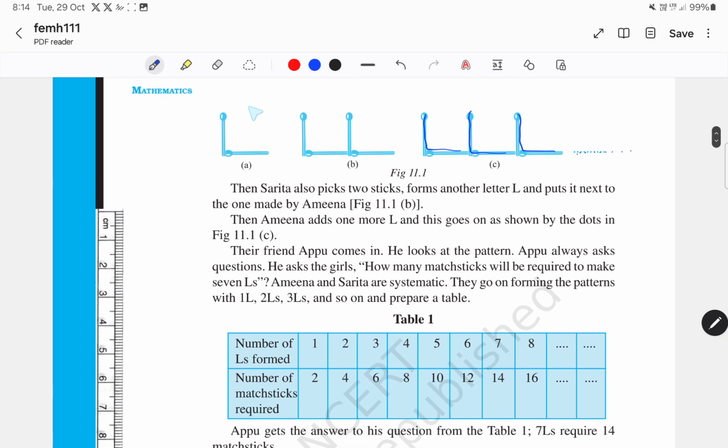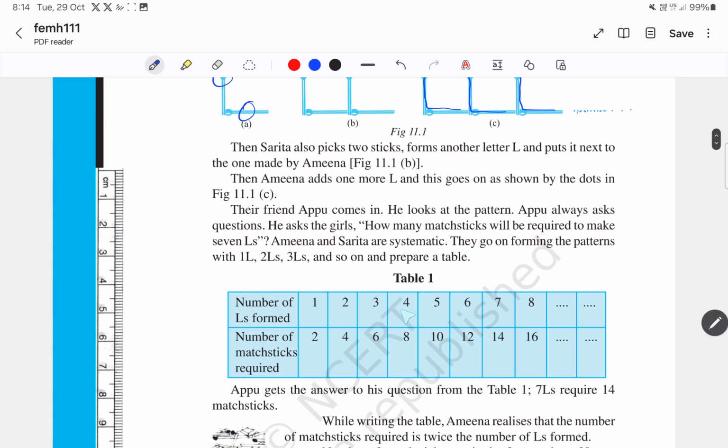Here 1 L is formed and the number of matchsticks used is 2. Here 2 L's are formed, then 4 matchsticks are used. And here 3 L's are formed, 6 matchsticks are used. For example, if we form 4 L's, then we use 8 matchsticks. This will make a pattern. So for 5 L's, 10 matchsticks are required. For 6 L's, 12 matchsticks are required, and so on.